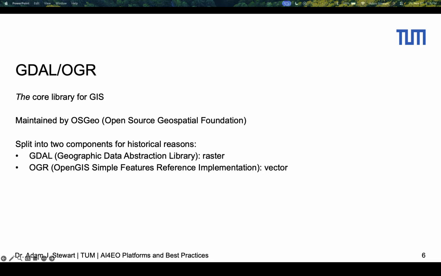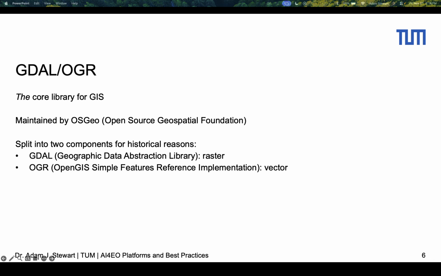There's actually two different parts of the library, and this is mostly for historical reasons. It's not really a good thing. So there used to be two libraries, one called GDAL and one called OGR. GDAL was Geographic Data Abstraction Library, and then OGR was this OpenGIS reference implementation. GDAL does all of the raster things, so all of the image manipulation stuff, whereas OGR does all of the vector files.